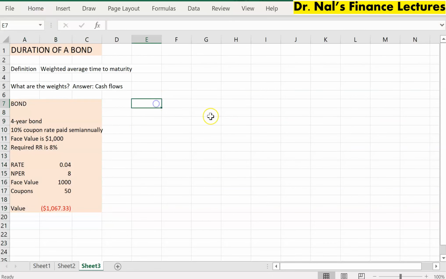Now let's go ahead and do the duration calculation. Like we said, it is just the weighted average time to maturity. So because time is so central, let's put time in the first column.